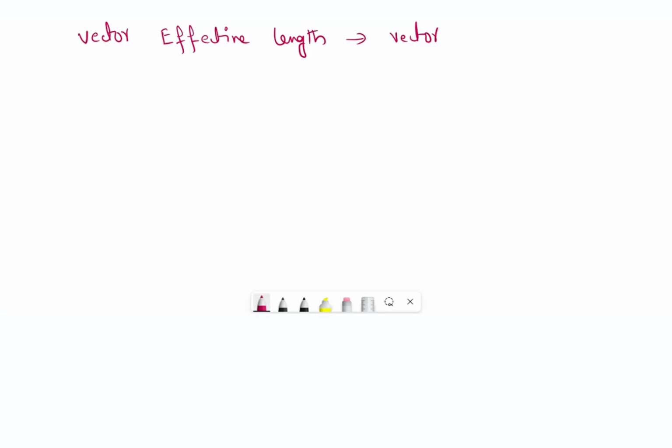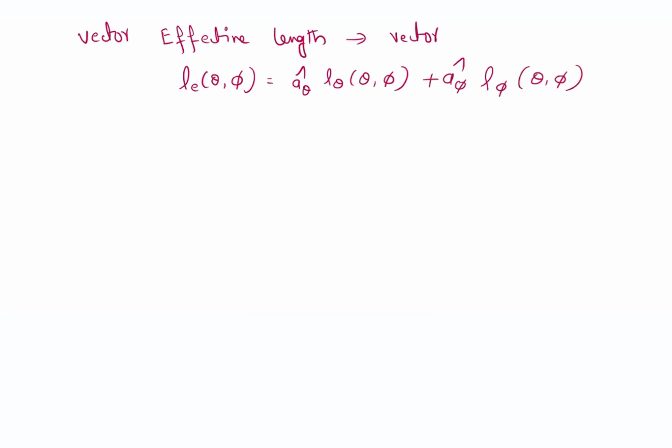And that effective height is L_e(theta, phi), that is a_theta cap L_theta(theta, phi) plus a_phi cap L_phi(theta, phi). What are this theta and phi? Azimuthal and elevation angles. Vector effective length is a far field parameter. In the far field region, the wave propagates in the radial direction, means along a_r, and it has components along a_theta and a_phi. That is the reason vector effective length, which is a far field quantity, also depends on two parameters, theta and phi. So this is the theta component and this is the phi component.